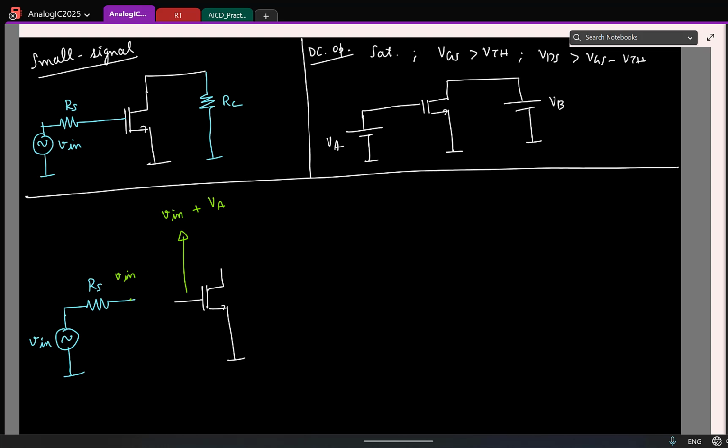What do I do? I have to add two voltage sources. How do you add two voltage sources? You connect them in series. So if I go and do this, so this should be having a voltage. Done.